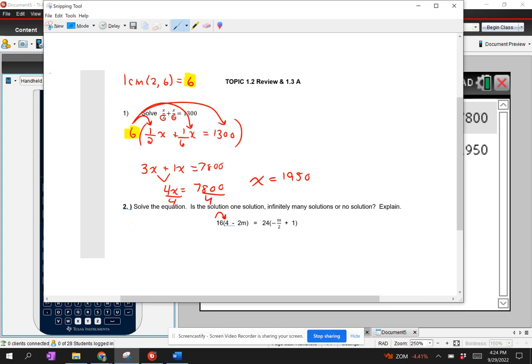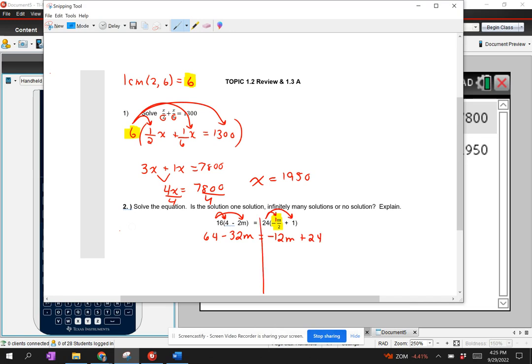Now 16 times 4 is 64. 16 times negative 2, negative 32m. Now this number right here in this parenthesis is really negative 1/2 m. So 24 times negative 1/2 m gets you negative 12m. And then 24 times 1 gets you 24.